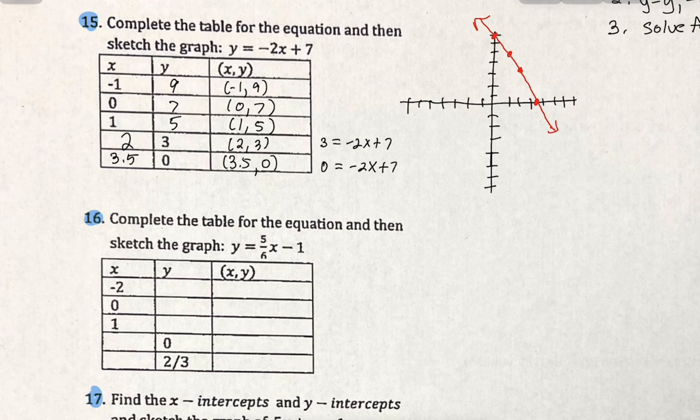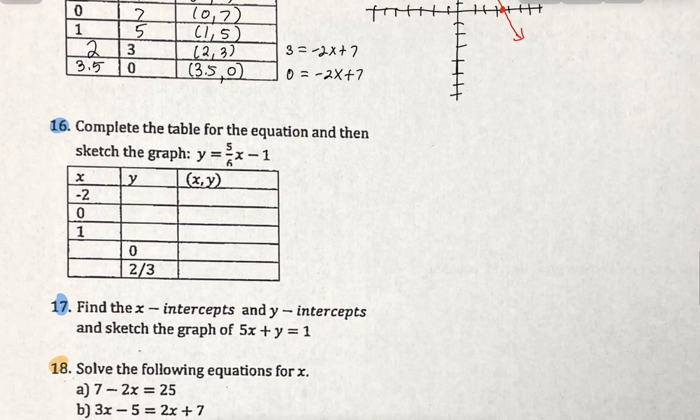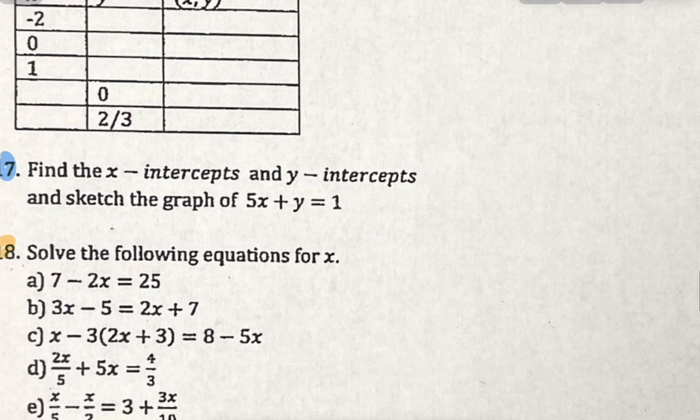Okay. And then finally, I want to talk about problem number 17. It says to find the x-intercept and y-intercept and sketch the graph. To find an x and y-intercept of a linear equation, I always use what I call the 0, 0 chart. Let x equal 0. That's going to be your y-intercept. Let y equal 0. That's going to be our x-intercept. So just plug those values in, and you'll find what you need.